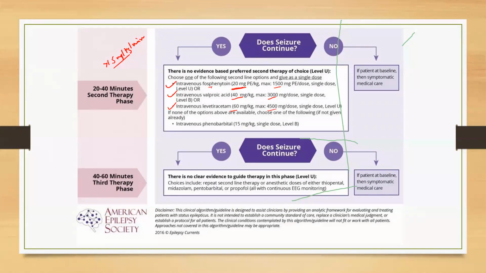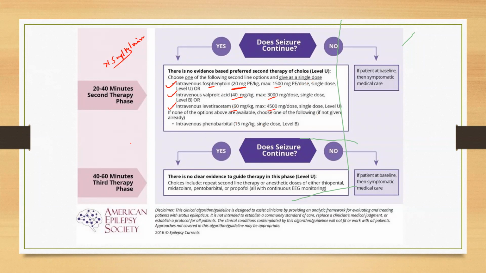But fosphenytoin has a better profile and fewer side effects, like irritation. But we do not have fosphenytoin, so we use phenytoin. So that must be kept in mind, that we infuse that slowly, at least over 20 minutes. Or you can go for valproate, or we can go for levetiracetam. All three are equally effective. There's no agent which is superior over the other.